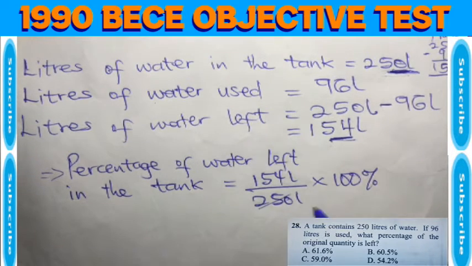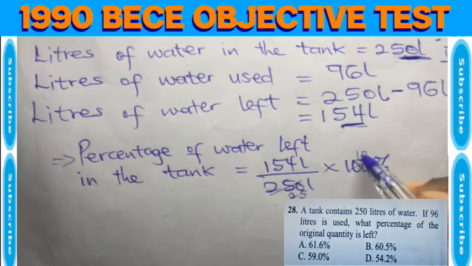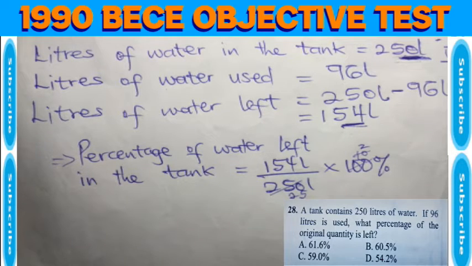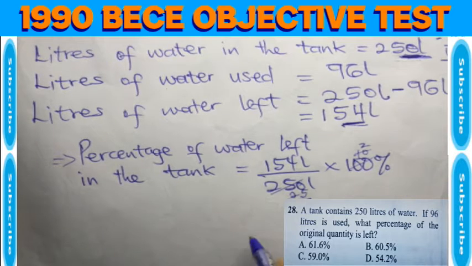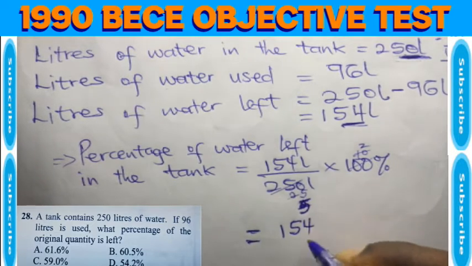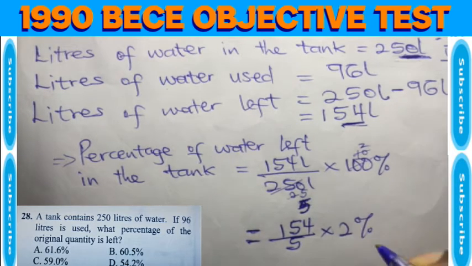So divide here by 10, you have 25 left. Divide here by 10, you have 10 here. Divide here the 25 by 5. Then divide here by the same 5, you have 2. So let's move on and find the final answer. Now we have 154 over 5 multiplied by 2%.